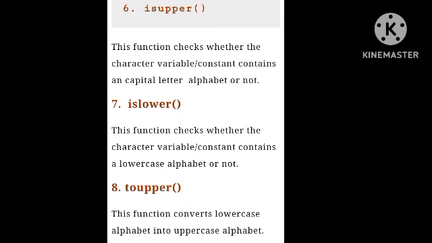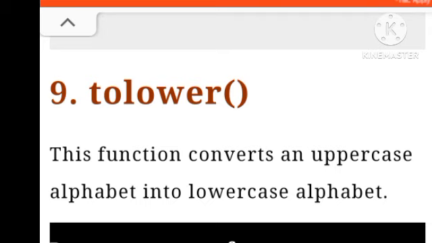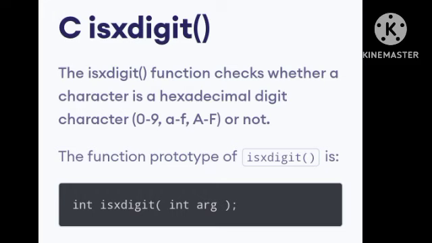Next is isupper. This function checks whether the character variable or constant contains a capital letter alphabet or not. Next is islower. This function checks whether the character variable contains a lowercase alphabet or not. Next, toupper. This function converts a lowercase alphabet into an uppercase alphabet. Next, the tolower function converts an uppercase alphabet into a lowercase alphabet. Next, the isxdigit function checks whether a character is a hexadecimal digit character or not. This is the prototype of isxdigit.